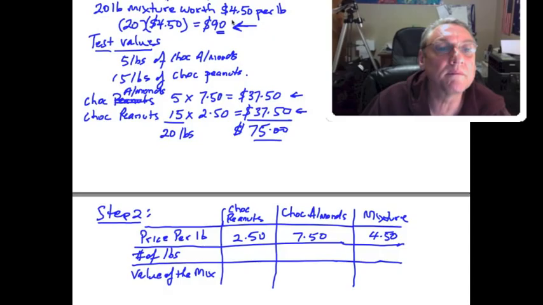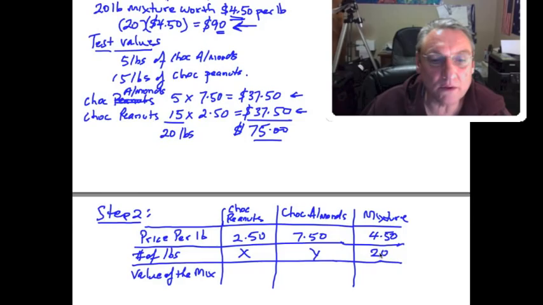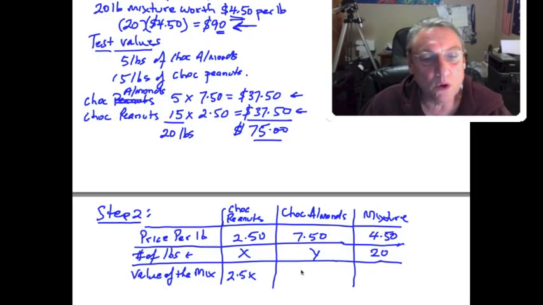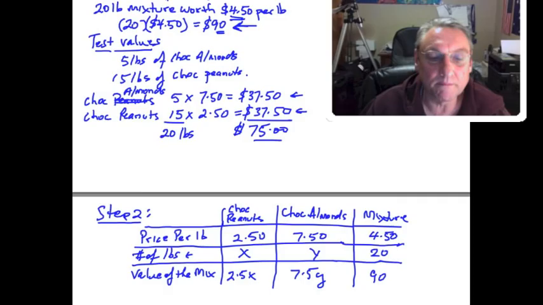Right, next, number of pounds. Well, this is where we put our variables in. For chocolate peanuts, let's call that X, and chocolate almonds, Y. So how much of this mixture do we have? Well, 20 pounds. Notice that these are the pounds. Next, the value of the mix. Well, notice that we did up here, the number of pounds times the price. So this will be $2.50 or 2.5X, and this one will be 7.5Y. And of course, what do we have up here? Well, we did $4.50 times 20 and we got 90.